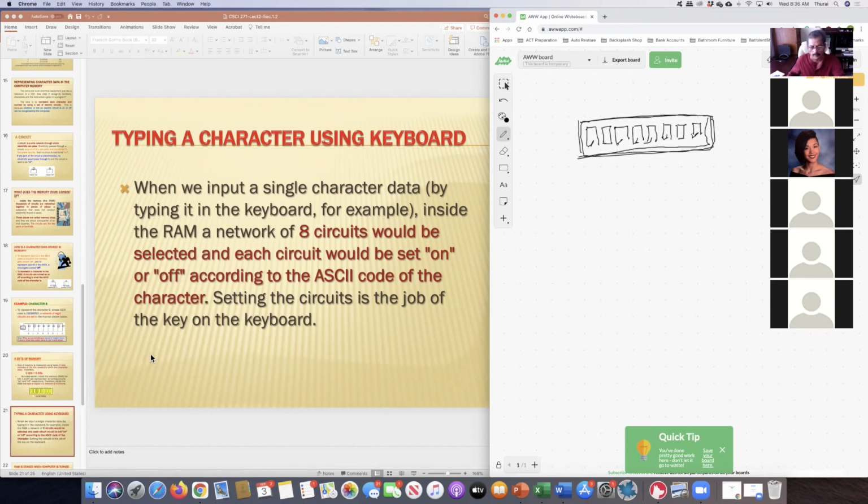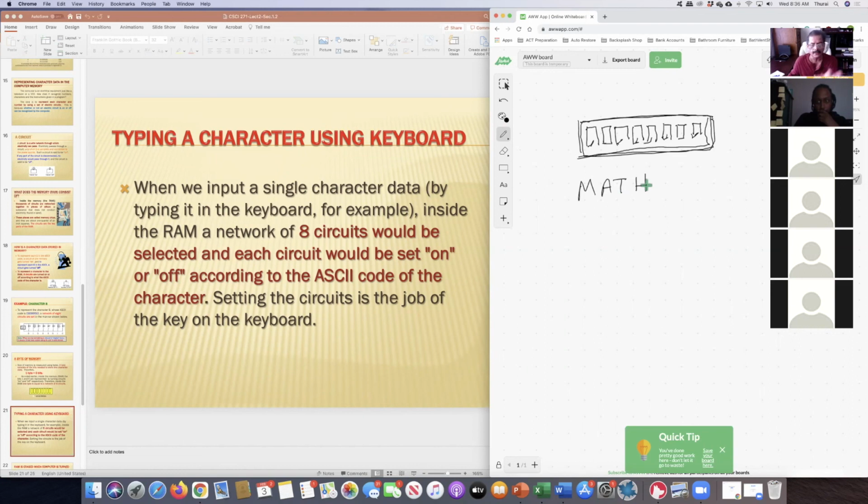So if I type the word math on the keyboard, how many bytes of memory have I used up? How many bytes? 32. 1, 2, 3, 4. I say 4 bytes. Right? 32 circuits. But the byte would be just 4. Every character takes up 1 byte of memory. So math has 4 letters, so it'll take up 4 bytes. If I ask you how many circuits are used up, then it'll be 32. Right?